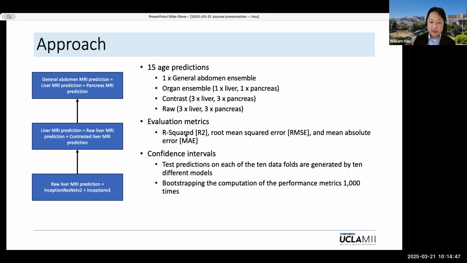And the evaluation metrics they used were R squared, root mean squared error, and mean absolute error. This makes sense because at the end of the day, it's predicting a value for the biological age. And so these are the metrics they use to try to correlate that with the chronological age. And then confidence intervals. So they basically did a lot of bootstrapping and essentially cross-validation to see how reliable the performance was.